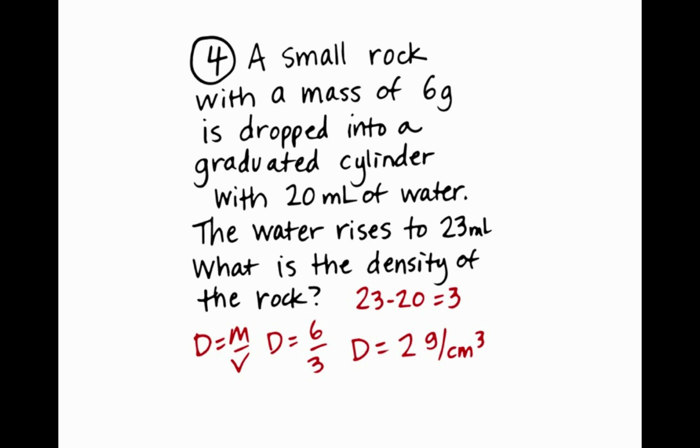And so even just looking at this density of this rock, I would know that it's going to sink if I put it in water because it has a density greater than 1.0. So for number 4, again, you have the extra step where you say 23 minus 20, and that gives us 3 milliliters. And then we're going to say 6 grams divided by the 3 milliliters. 6 divided by 3 leaves us 2. And that's 2 grams per cubic centimeter.